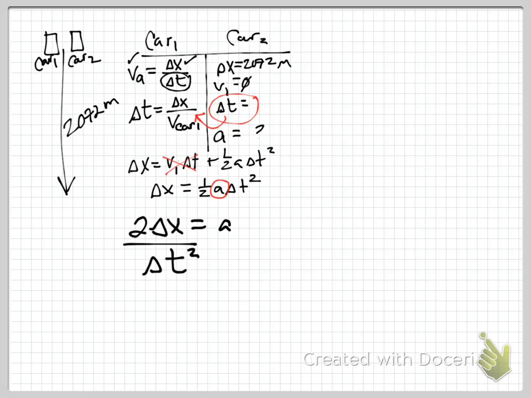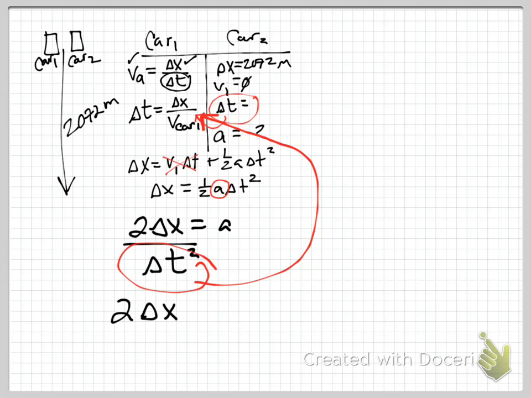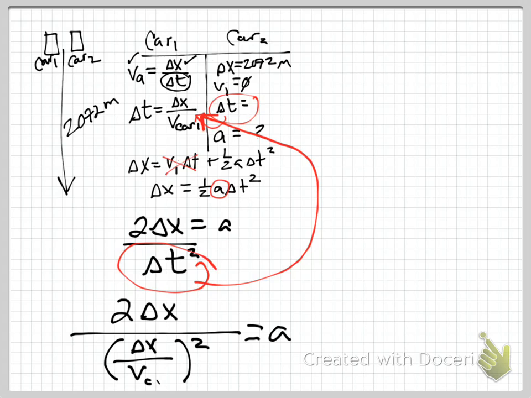For the second car. Now, we still need to get this expression for delta t in there. Okay, it's not that hard. So we take 2 delta x, and then here we have delta x over the velocity of car 1, I'm abbreviating that C1, that whole thing squared gives us our acceleration.